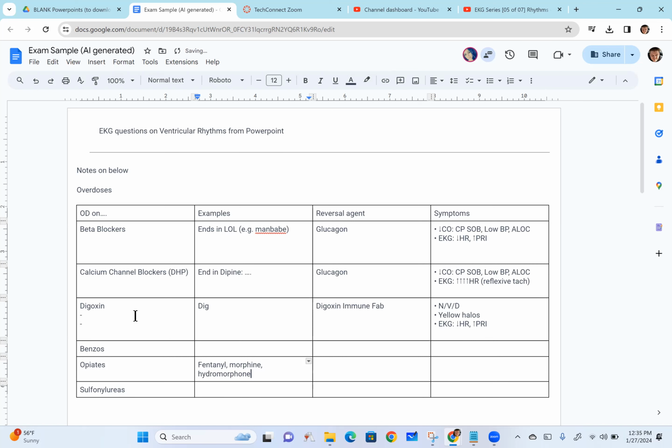What about benzos? What are some examples of benzos? They usually end in pam, right? So temazepam, lorazepam, diazepam. There are a few other ones out there that don't, but what else? Reversal agents. How do you reverse benzos? That's Romazicon, right? So you can just highlight that, Romazicon. And then the opiates, what do you reverse them with? Naloxone. Okay.